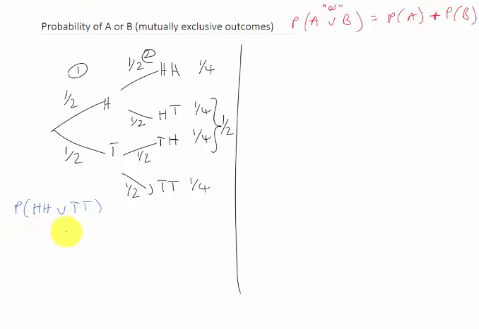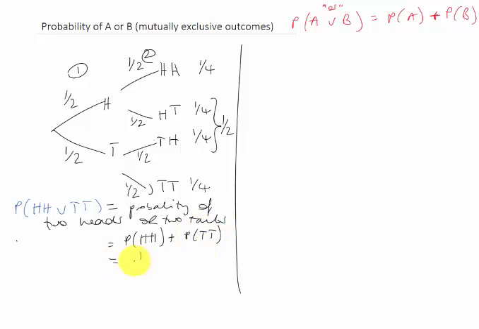So in this case, what have we got? So this is the probability of 2 heads or 2 tails. So it's equal to the probability of 2 heads plus the probability of 2 tails, which is 1/4 plus 1/4, which is 2 quarters, which is 1/2. So half the time you're going to get either 2 heads or 2 tails.